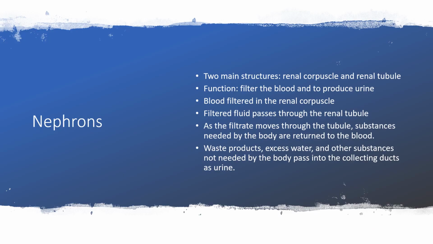Now the nephrons, we said, were the smallest functional unit of the kidney, and there are 2 main structures in there, the renal corpuscle and the renal tubule. Their function is to filter the blood and to produce urine. So the blood filters into the renal corpuscle, and the filtered fluid is going to pass through the renal tubule.